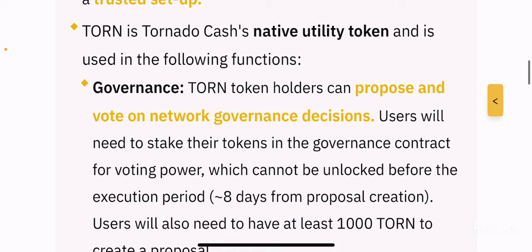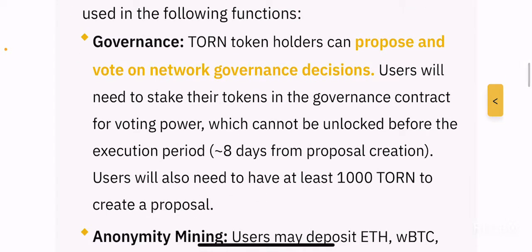TON is Tornado Cash's native utility token and is used for the following functions. So some of the main functions of the TON token is it's a governance token. TON token holders can propose and vote on network governance decisions. Users will need to stake their tokens in the governance contract for voting power, which cannot be unlocked before the execution period, which is about 8 days from the proposal creation. Users will also need to have at least 1000 TON in order to create a proposal.